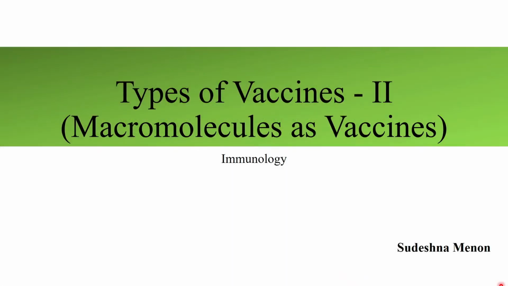Types of vaccines. In this session, we would consider macromolecules, purified macromolecules as vaccines. So these kind of vaccines were developed with the purpose that they would be safer vaccines. So let us look at the learning outcomes of this session.